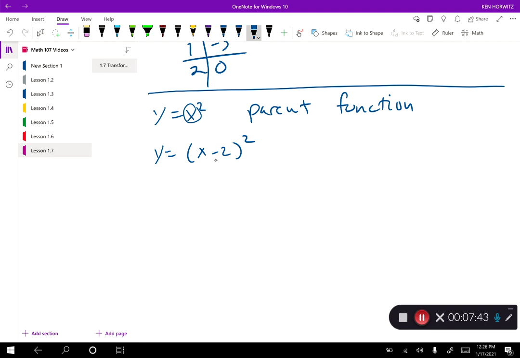What do you think is going to happen here? Well, let's make a table of values and see. So why don't we do this? Why don't you pause the video for just a second, make that table of values, and let's compare notes on the back end.